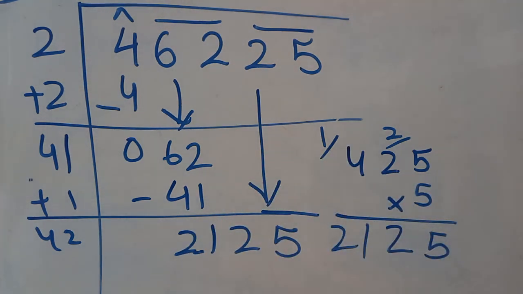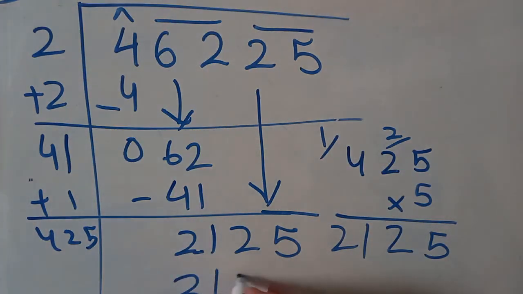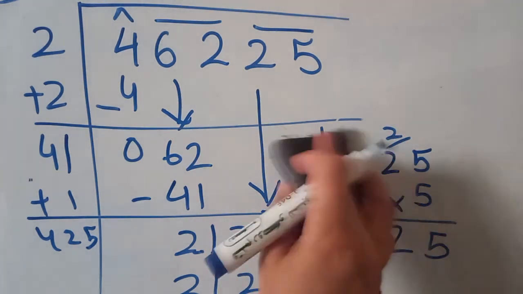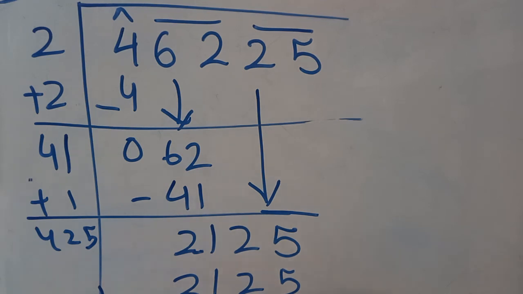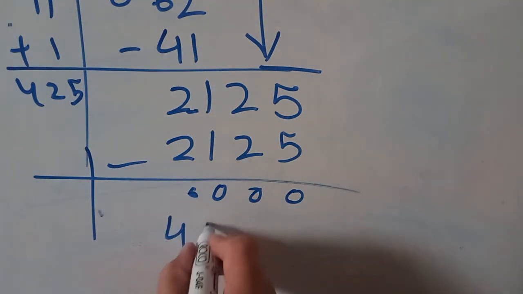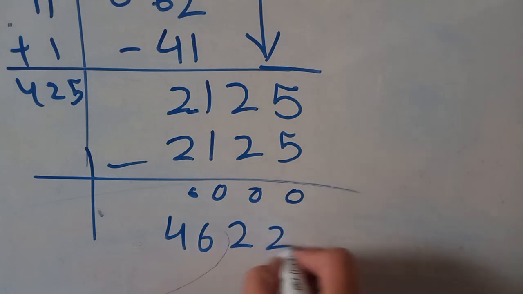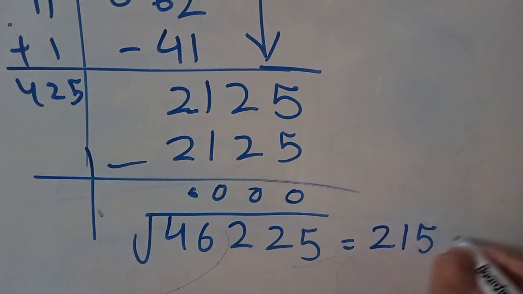So 5 is the number. When we are multiplying that number 5 with 5, we get 2125. So this is the solution of this sum. When we are subtracting it, there is no remainder, 0 0 0. It means the square root of 46,225 is 215. This is the answer of our question number 3.